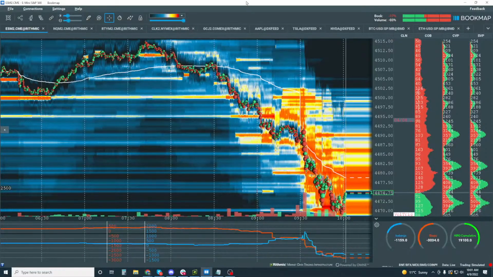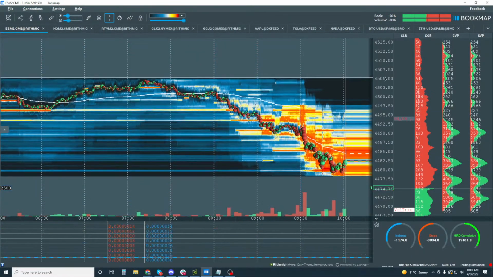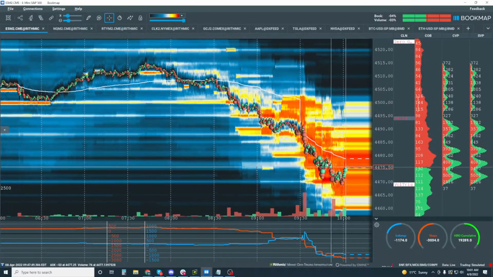All right, let's jump right in. Let's take a look at the order flow here in Bookmap. I do want to spend some time on the higher time frame.